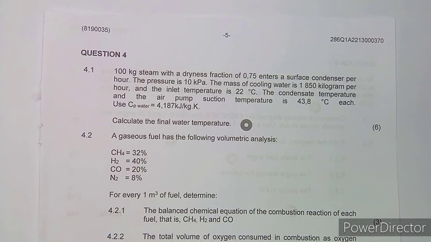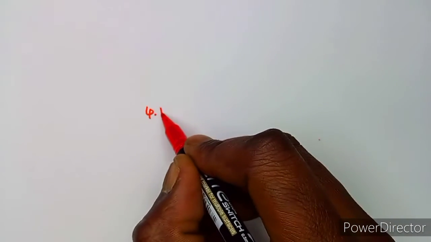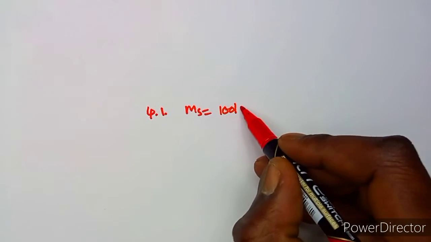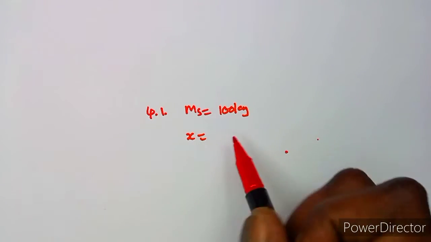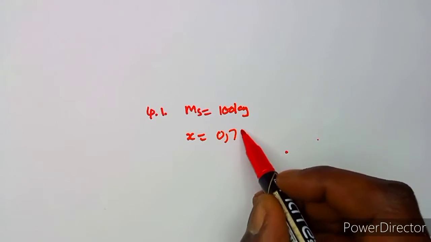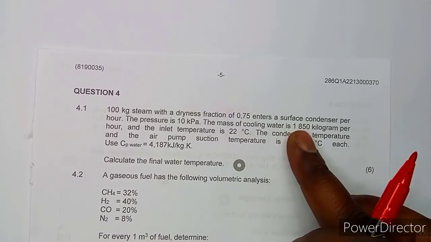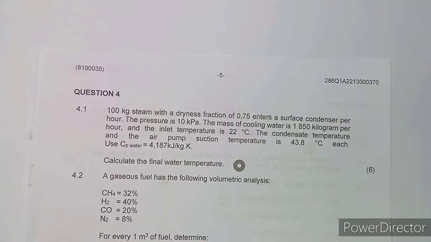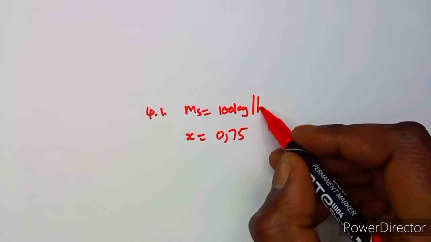Okay, so this is actually what we have got in this case. Maybe we can just list down our information. We have got this steam here, mass of steam, which is 100 kg steam, and X, which is the dryness fraction of 0.7, and it enters a condenser per hour. So this is mass of steam per hour.